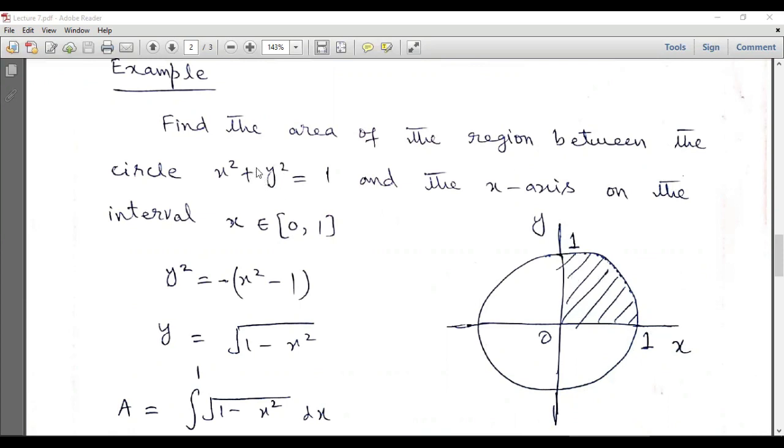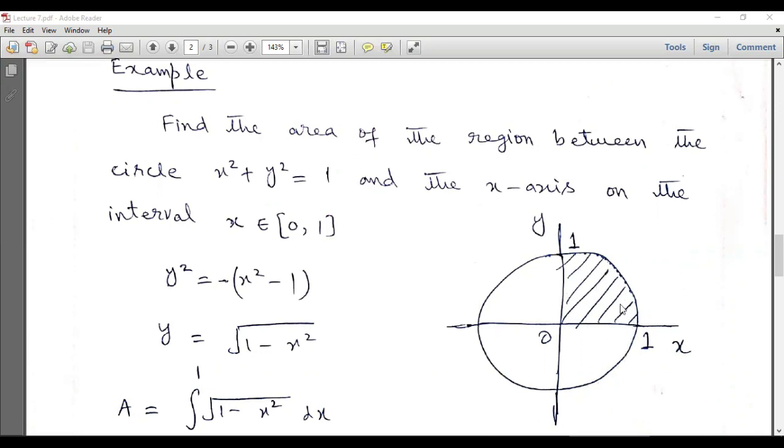Now from here we can rearrange this equation, and after rearranging, y square will be equal to minus x square minus 1, and y will be equal to plus minus square root of 1 minus x square. So y equal to square root of 1 minus x square is actually the equation of this upper semicircle, and y equal to minus square root of 1 minus x square will be the equation of this lower semicircle.